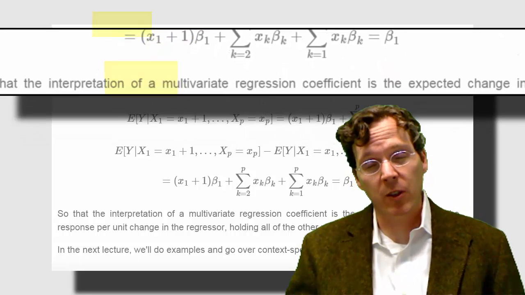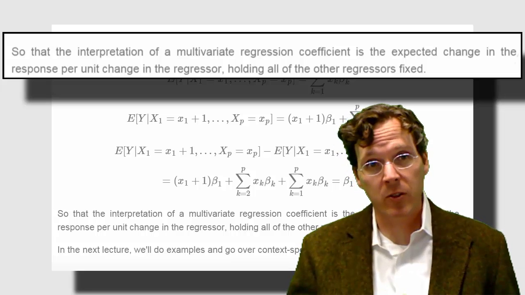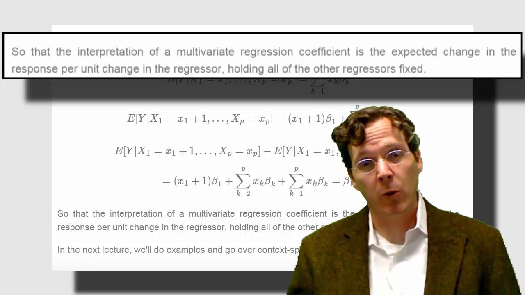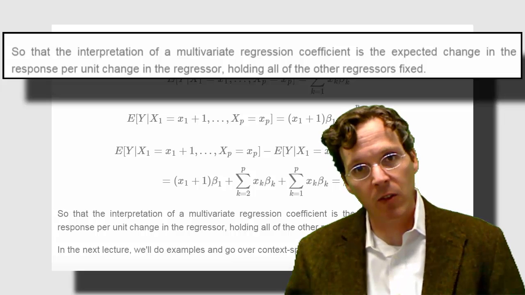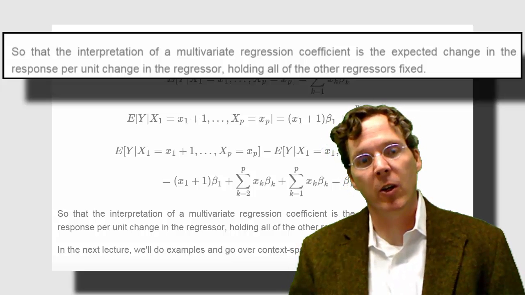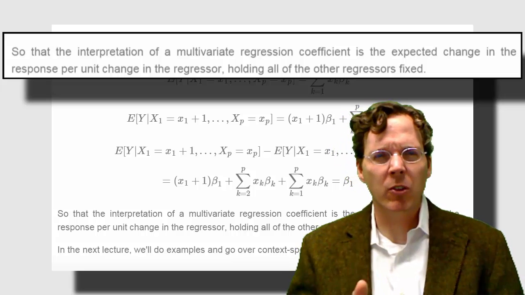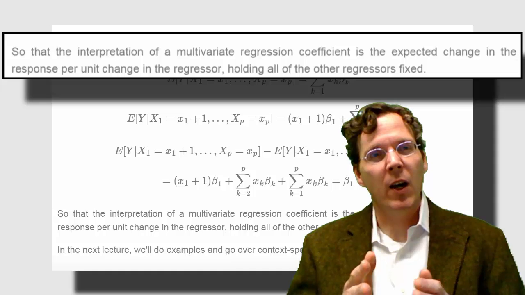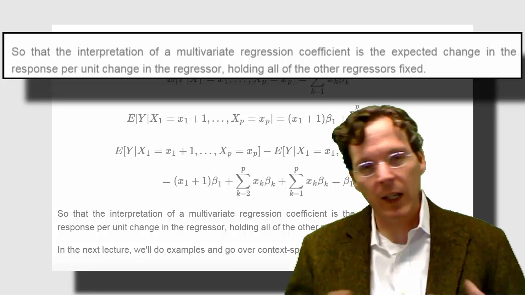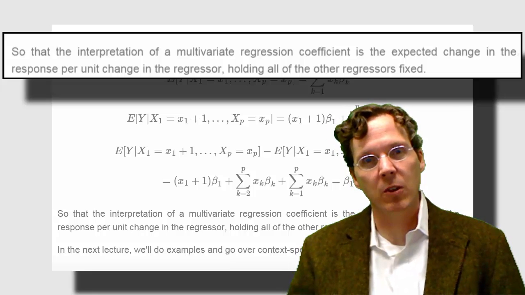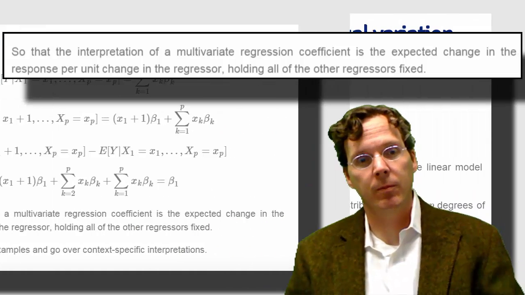So the interpretation of a multivariable regression coefficient is it's the expected change in the response for a unit change in the regressor, but holding all the other ones constant. That's the essential part of interpreting a multivariable regression relationship, is it's holding the other ones constant. And that way, the interpretation you can think of as being adjusting for the other variables, because we have to hold the other variables constant. So again, in the next lecture, we're going to go over a bunch of different contextual examples, but that's the mathematics behind the interpretation right there.